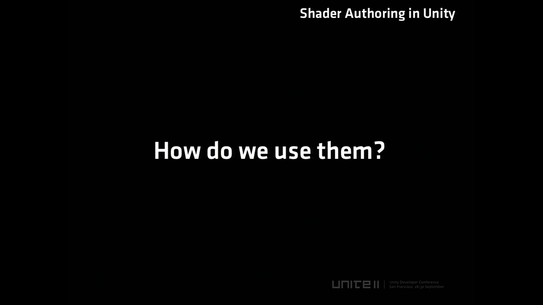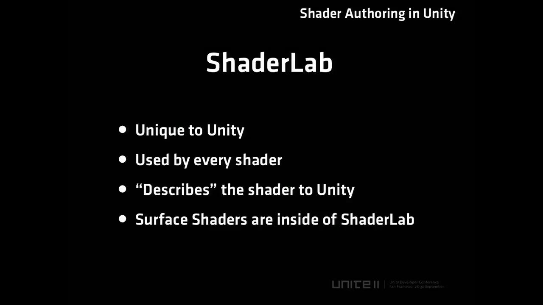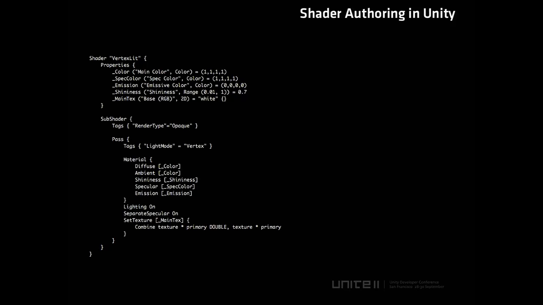Anyways, off to Tim. So how do you use surface shaders? To start with, it's probably best to give a bit of an overview on ShaderLab. ShaderLab is unique to Unity, and it's used by every shader. It's essentially the glue that ties the shader code to Unity. As you can see, surface shaders exist inside of ShaderLab, and they're in fact a subset of everything in ShaderLab.